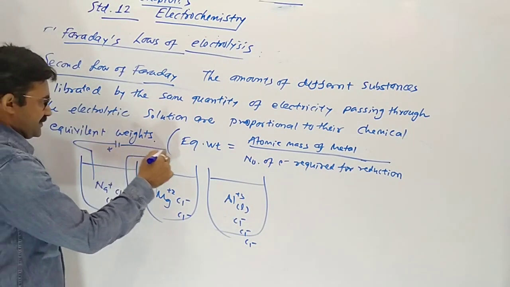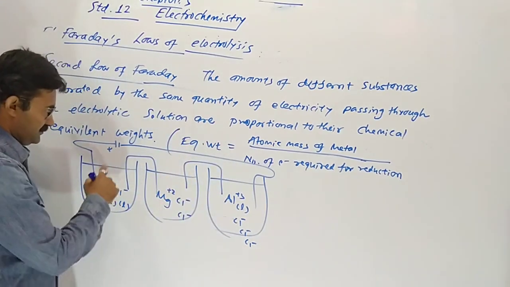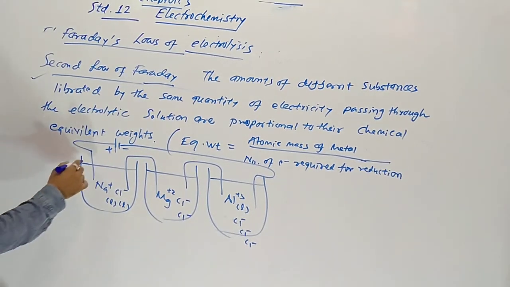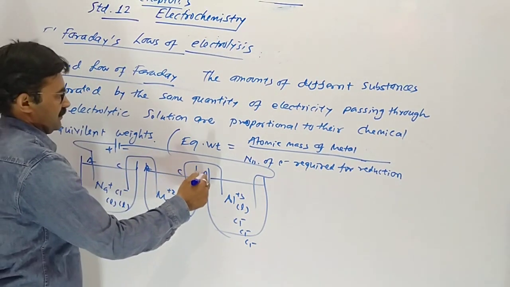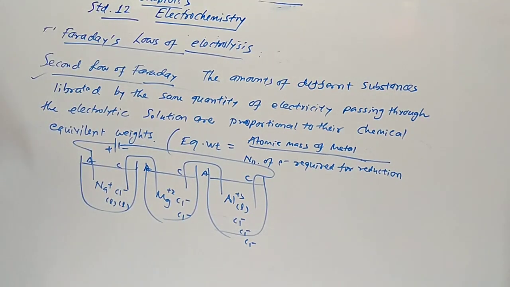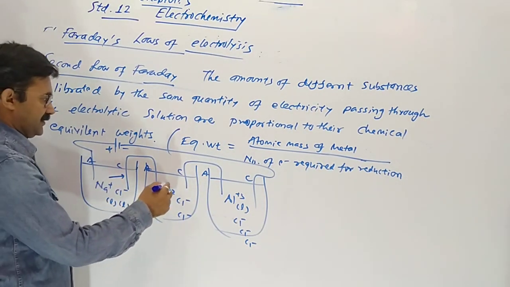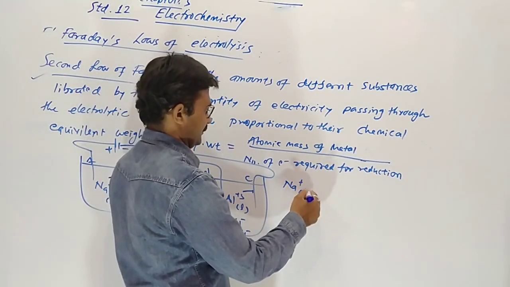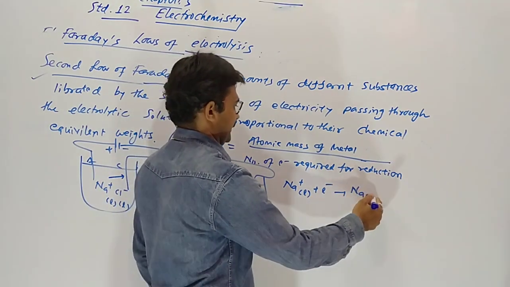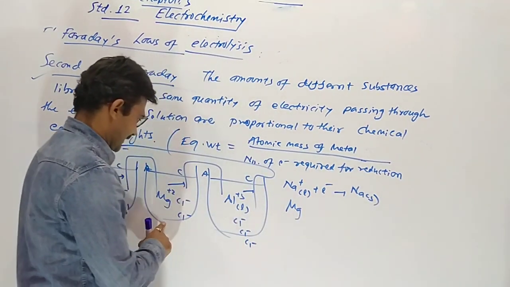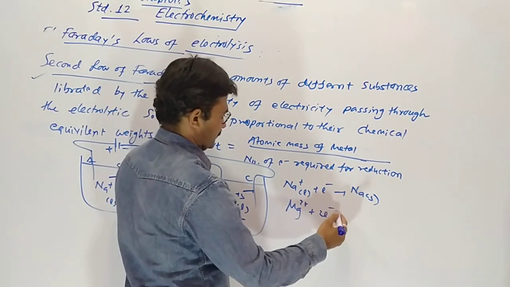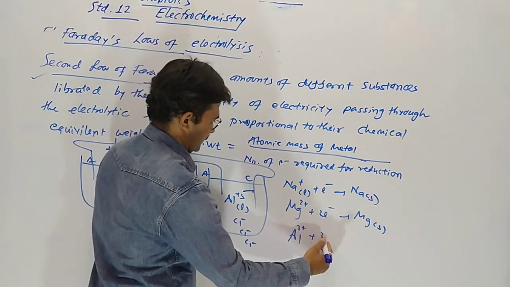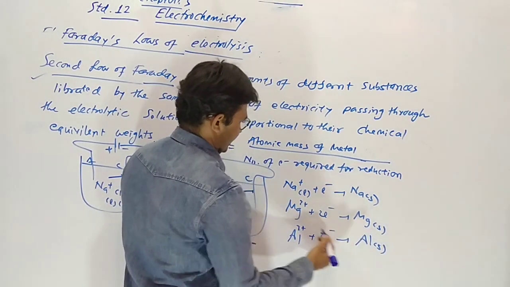We are joining in series, not in parallel. This is series. Anode, cathode, anode, cathode is combined. So Na+ ion moves to the cathode here, Mg2+ and Al3+. So Na+ gains an electron to give Na solid. In the second case, Mg2+ plus 2 electrons gives magnesium. In the third case, Al3+ plus 3 electrons gives aluminium.